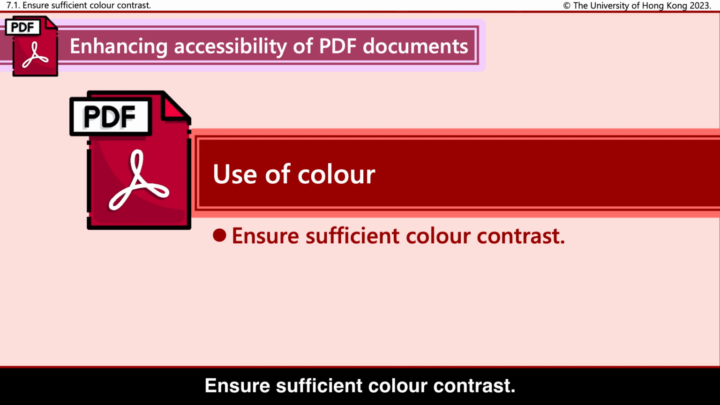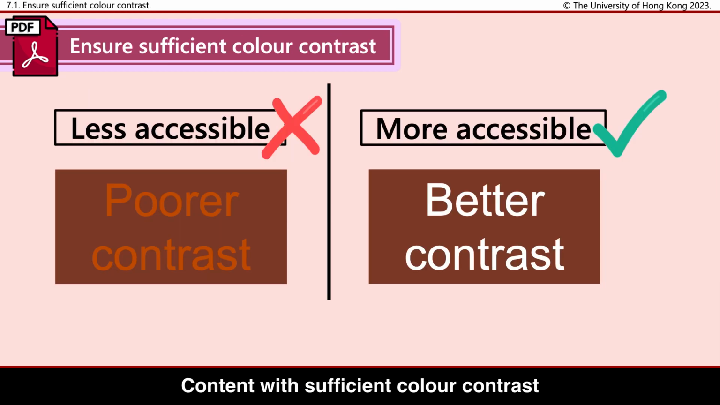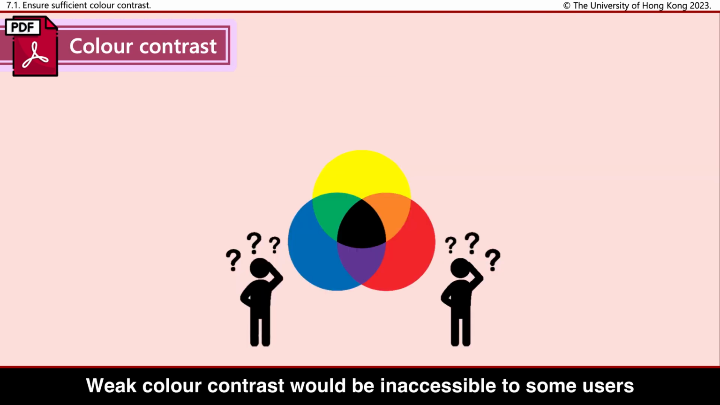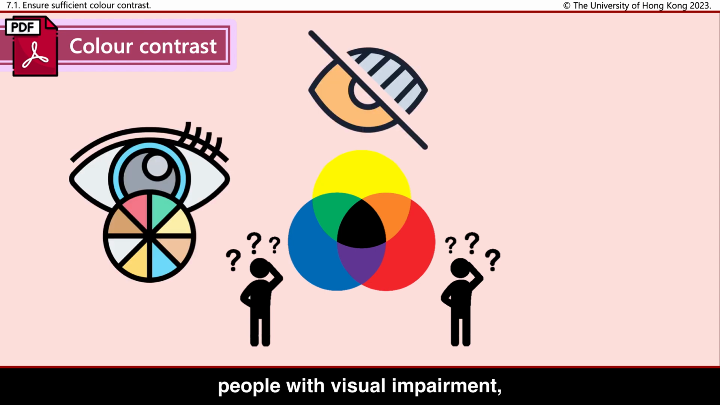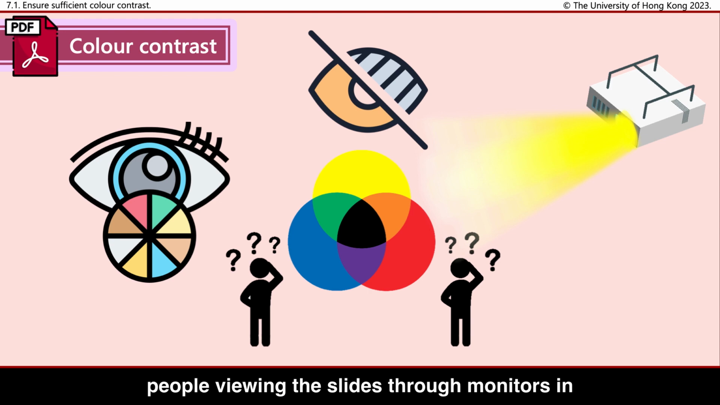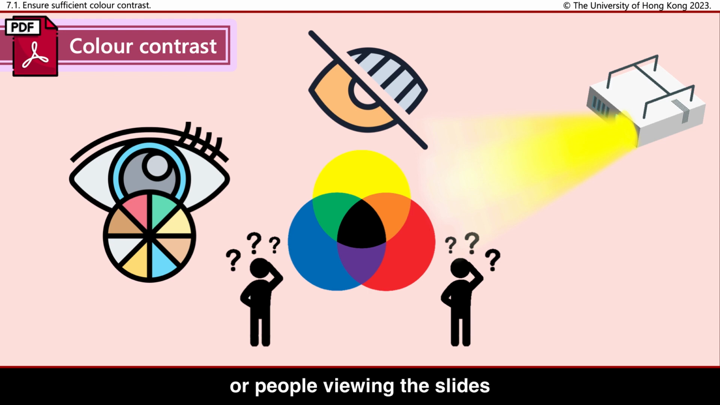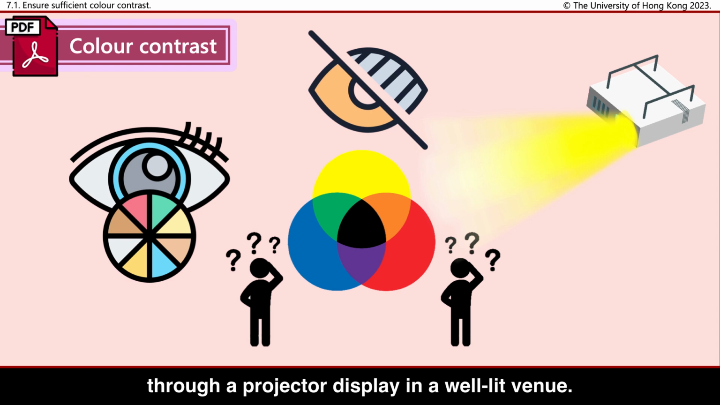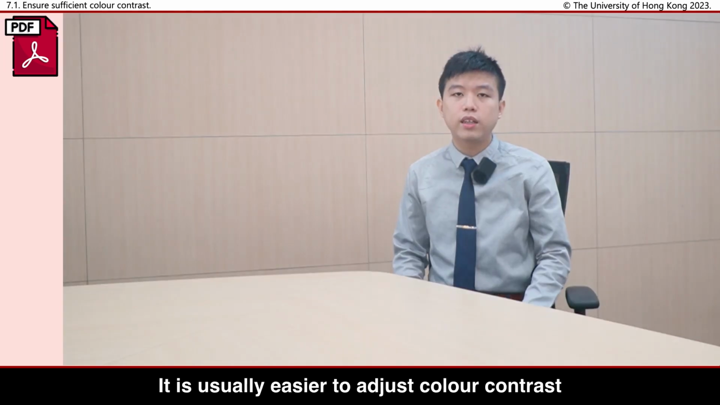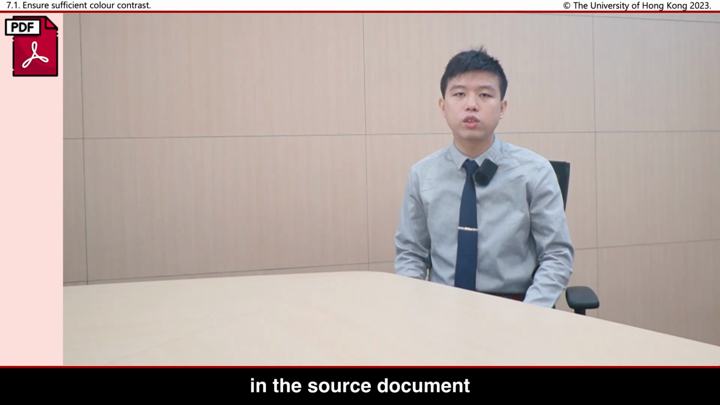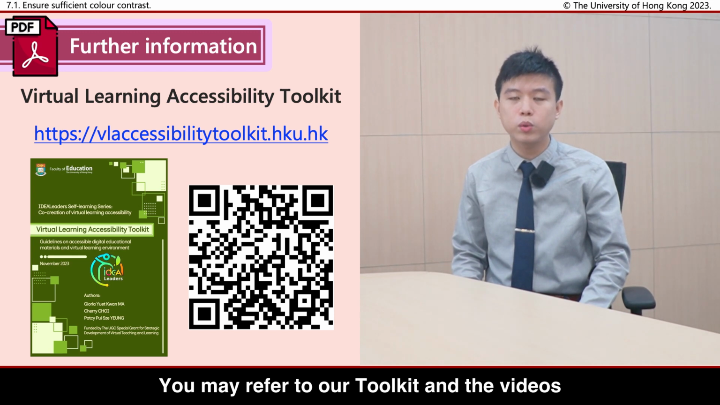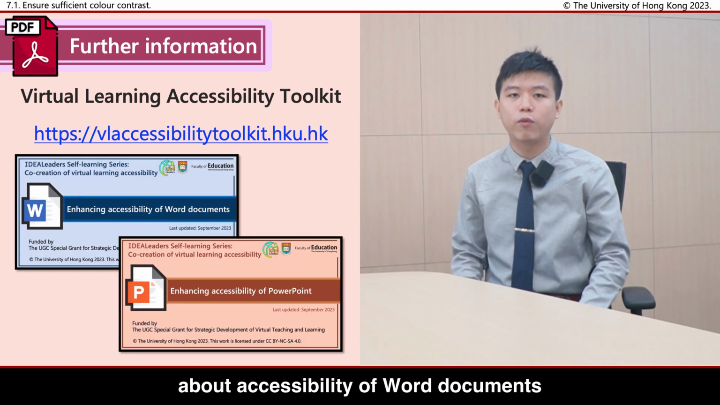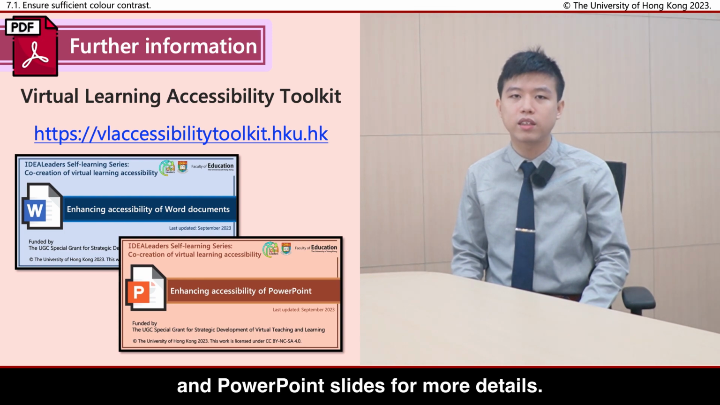Ensure sufficient color contrast. Content with sufficient color contrast is easier for everyone to read. Weak color contrast would be inaccessible to some users, particularly people who are colorblind, people with visual impairment, people viewing the slides through monitors in bright sunlight or glare, or people viewing the slides through a projector display in a well-lit venue. It is usually easier to adjust color contrast in the source document, such as Word document or PowerPoint slides. You may refer to our toolkit and the videos about accessibility of Word documents and PowerPoint slides for more details.